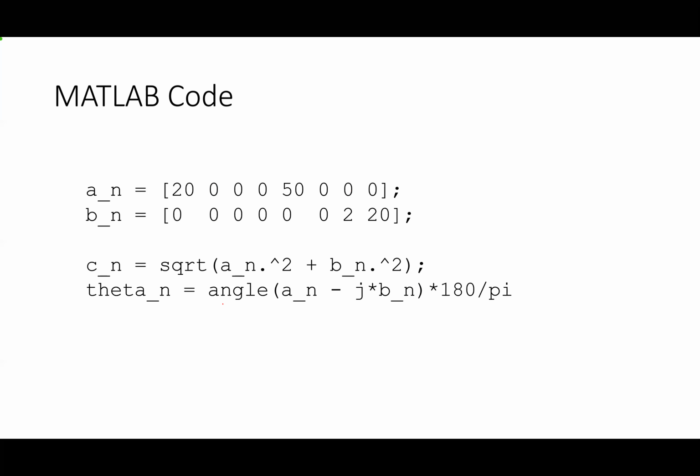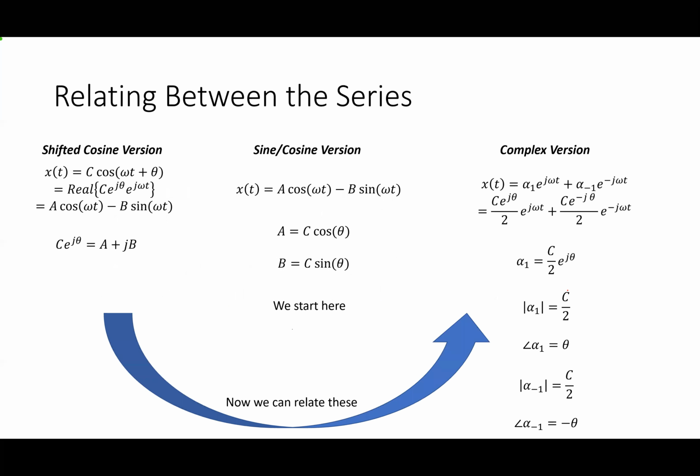Theta n, I basically said, okay, give me the angle of this vector here. And because I like degrees, I multiplied by 180 over pi. You could do radians to degrees if you wanted to do it that way. Okay. Now I've gotten myself to the shifted cosine version of the series at this point. Now I need to get to the complex version.